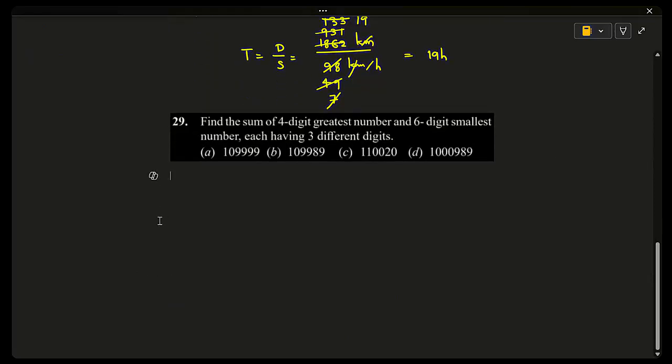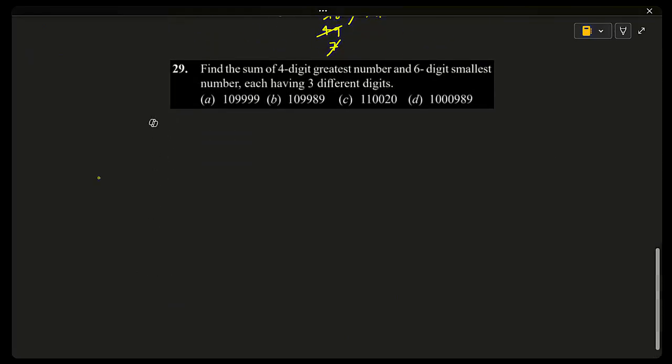Twenty-ninth question. Find the sum of the 4-digit greatest number and the 6-digit smallest number, each having 3 different digits. So they must have 3 different digits. First I will write the 6-digit smallest number. I cannot start with 0, so I'll start with 1, 0 0 0 0. If I write one more 0, it will have only 2 digits, 1 and 0. But they said we should have 3 different digits. So I will be using 2 here. So it is 1 lakh 2. It is the smallest 6-digit number having 3 different digits.